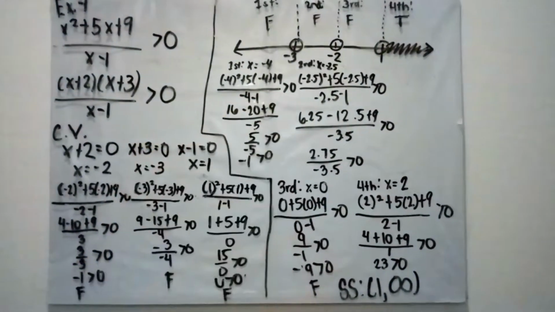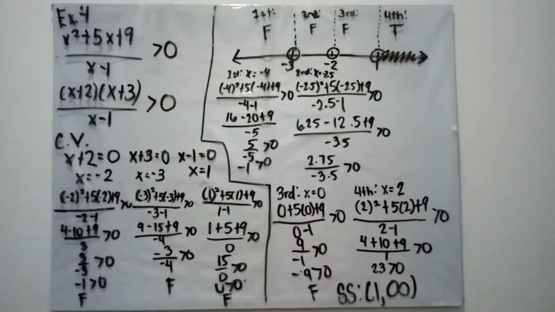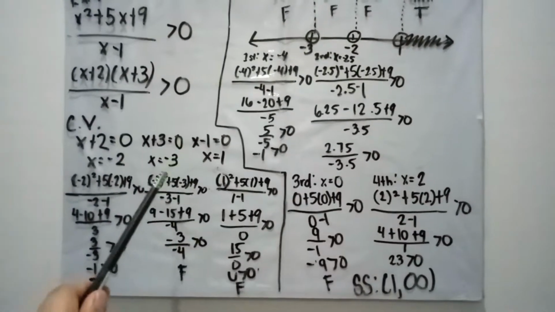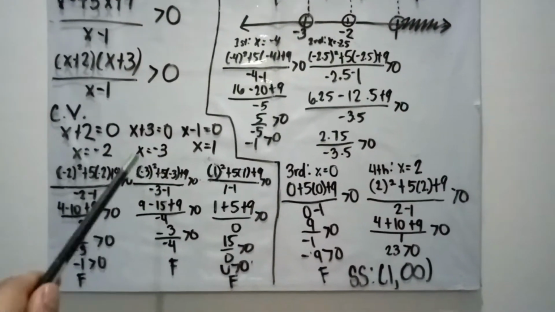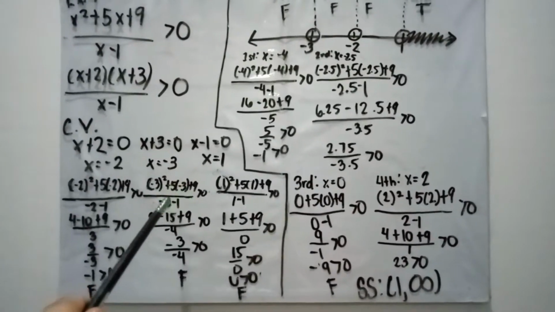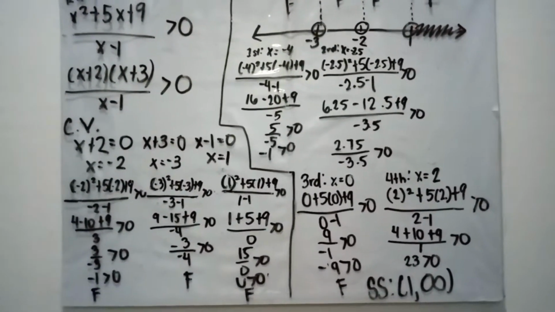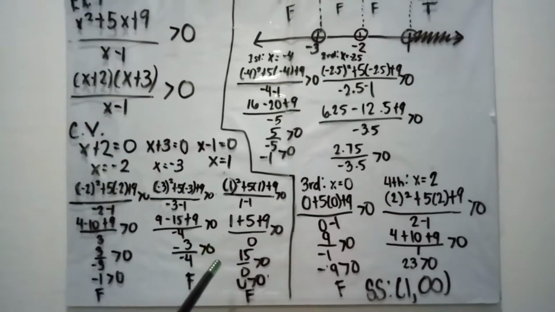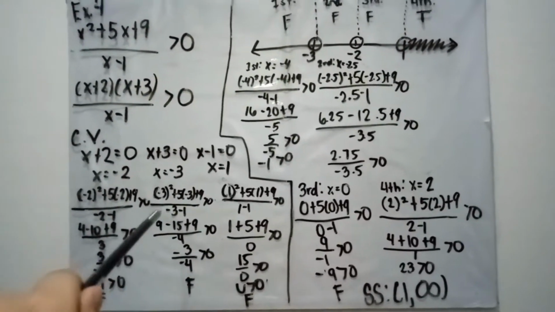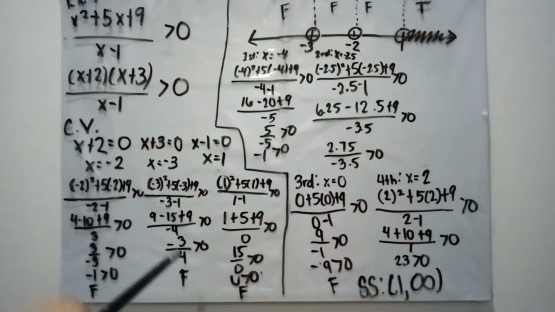The next is yung -3. So, -3 squared is equals to 9, while 5 times -3 is equals to -15 plus 9. So, 9 minus 15 is -6, plus 9 is equals to -3. Then, -3 minus 1 is equals to -4.